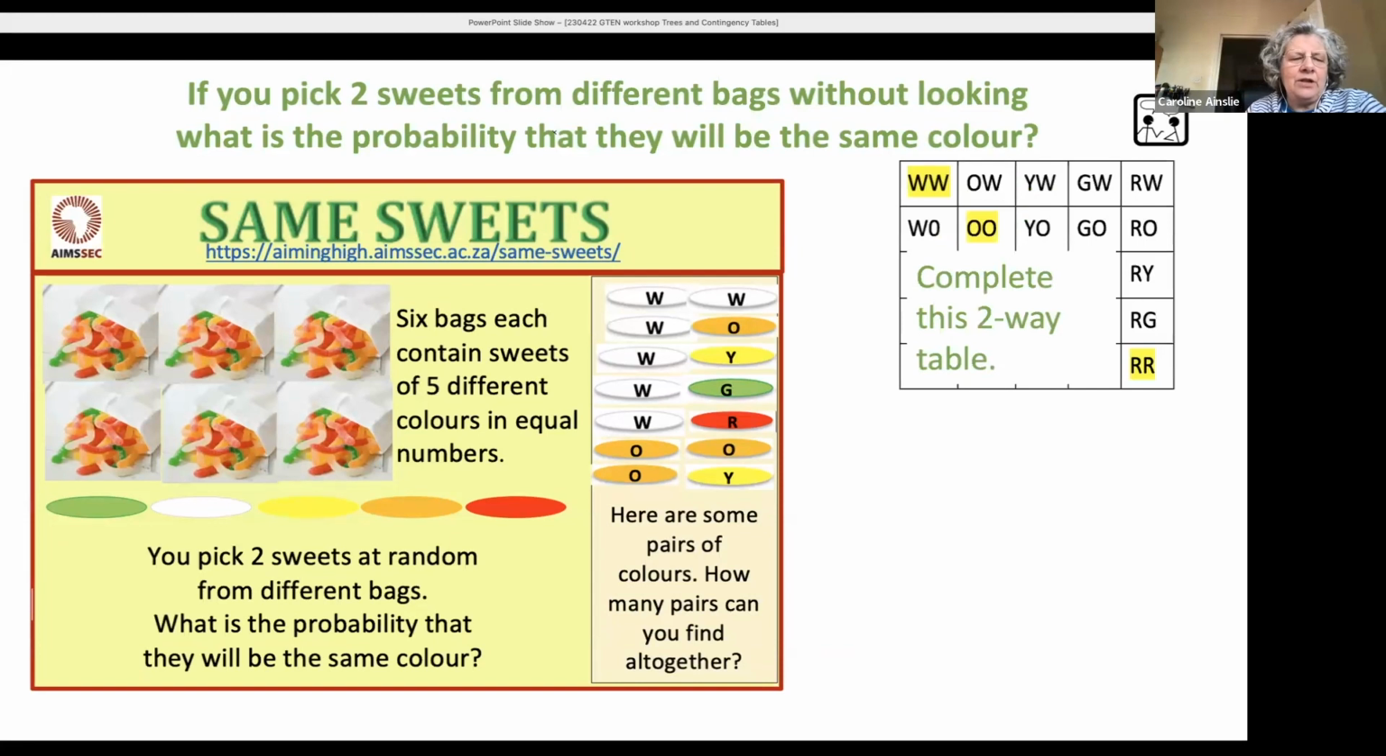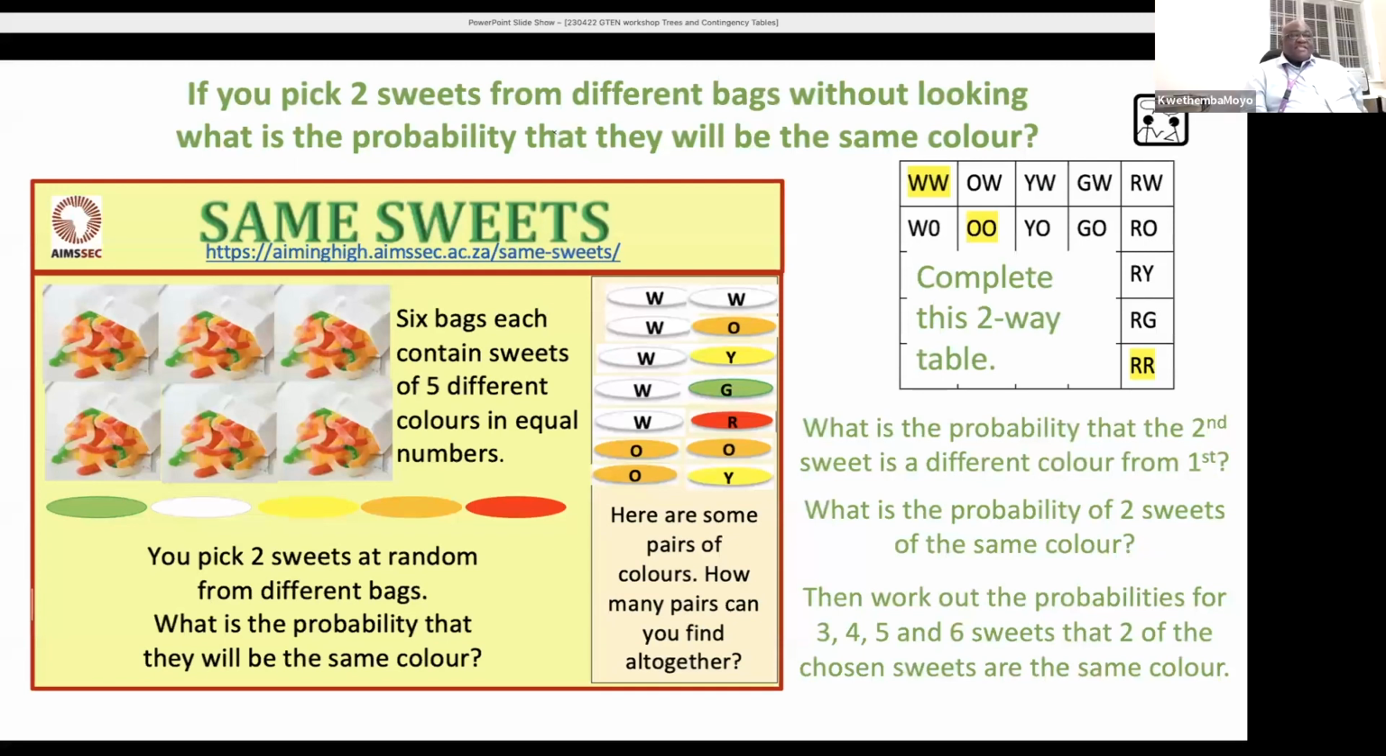And Tony's just given you a hint to help you find it out. If you complete the 2-way table, you realize that in this case, a 2-way table works out much easier as compared to using a tree diagram. That's why you have to expose learners to different ways of solving such problems.